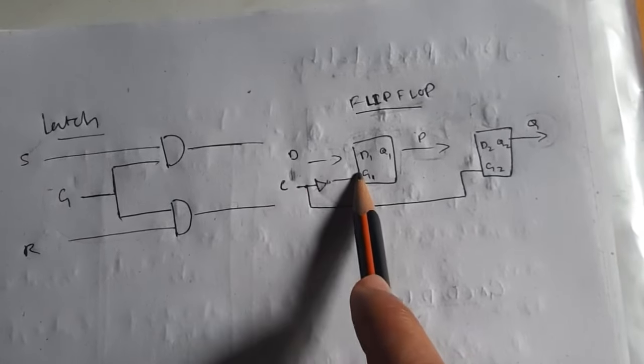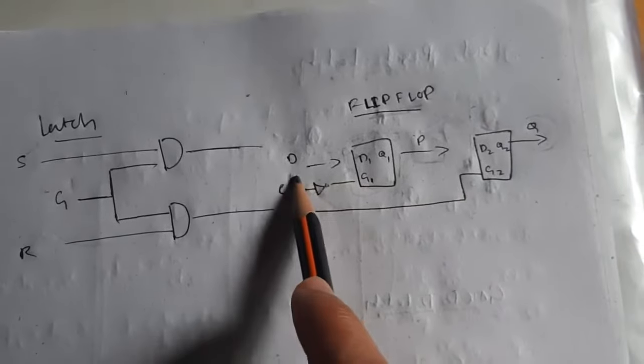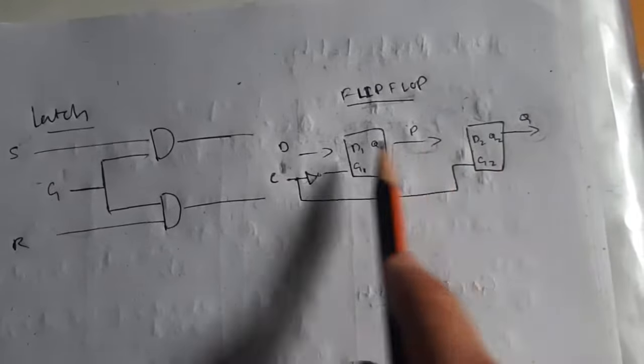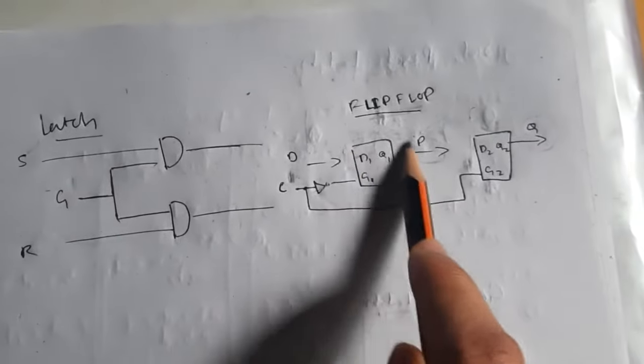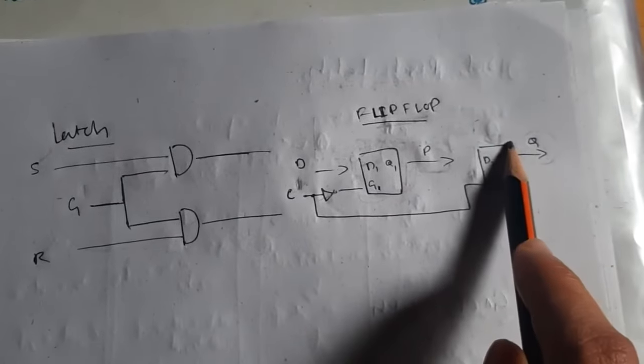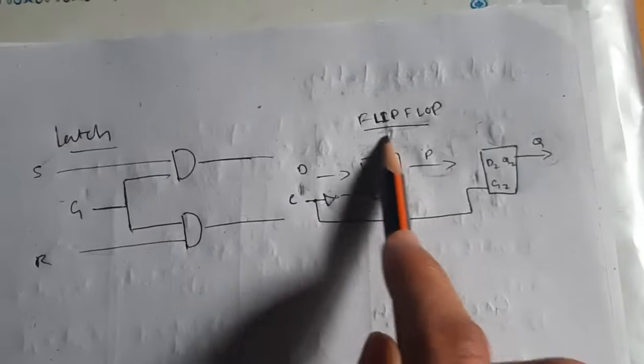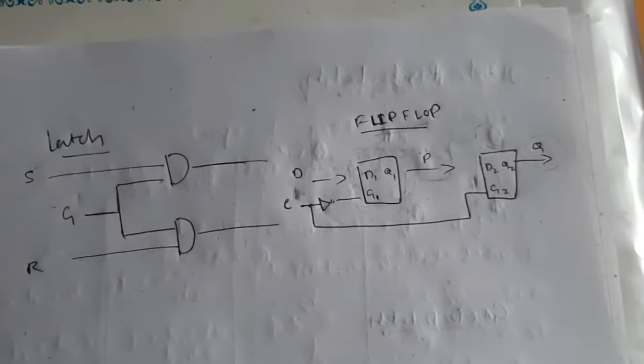If clock is 1, this will be 0 and this will be 1. If clock is 0, this will be 0 and this will be 1. So that can cause a delay, meaning it should hold some value while this is getting changed, and while this is getting changed, this should hold some value. That's the difference between a latch and a flip flop.